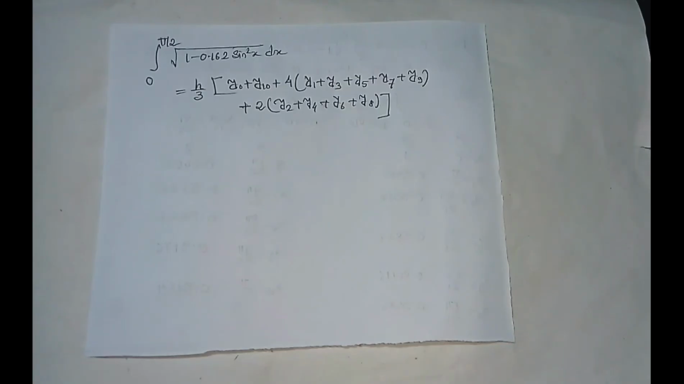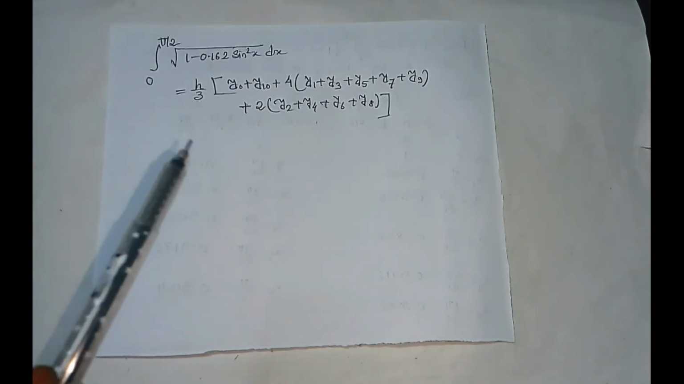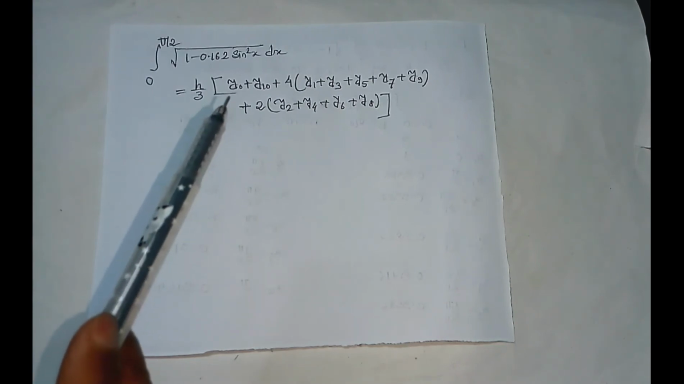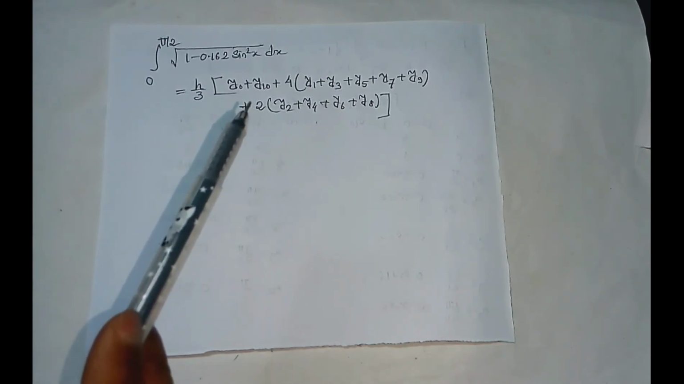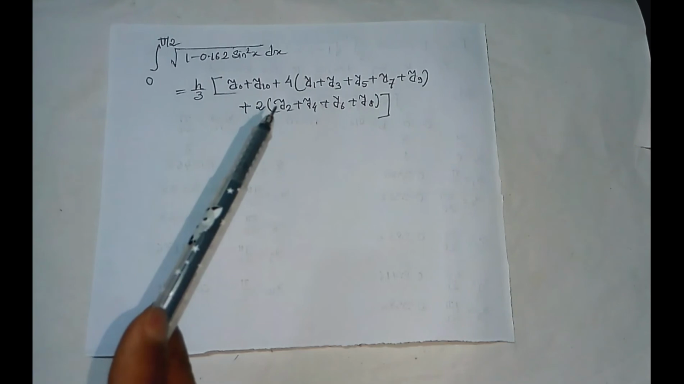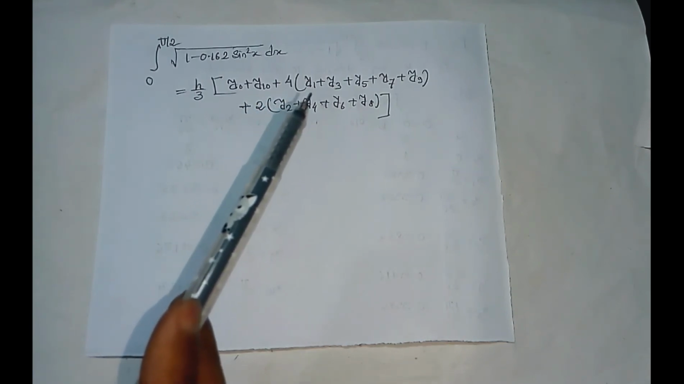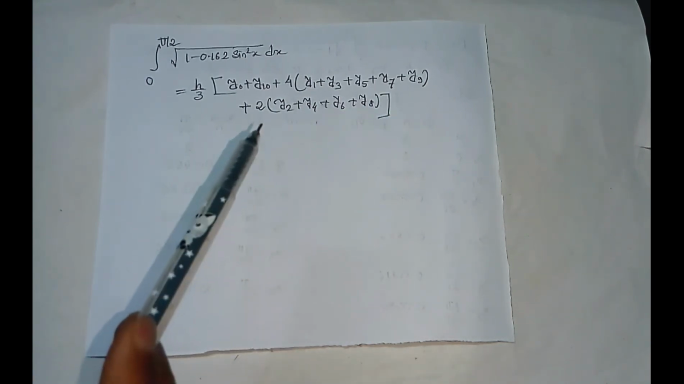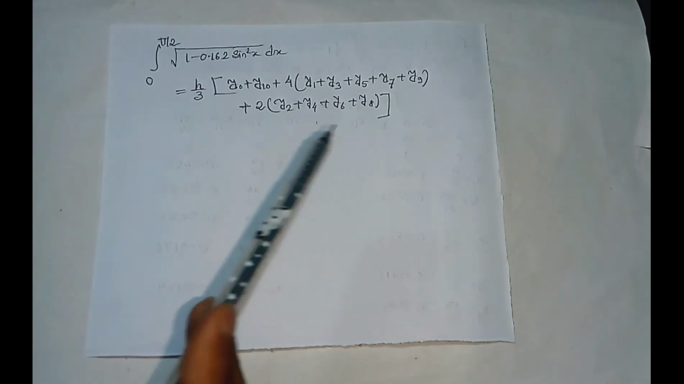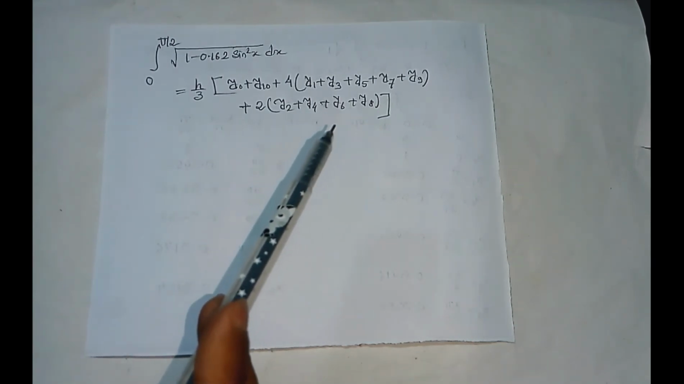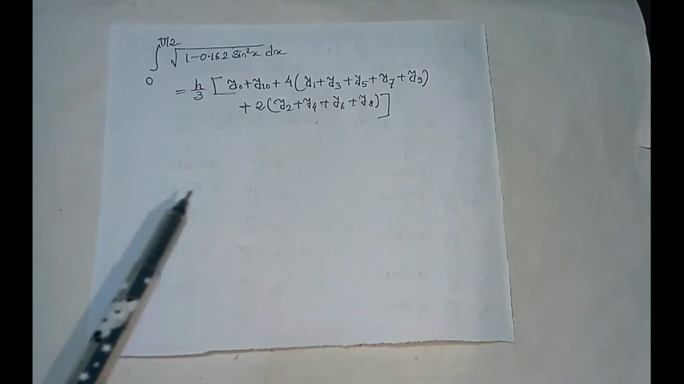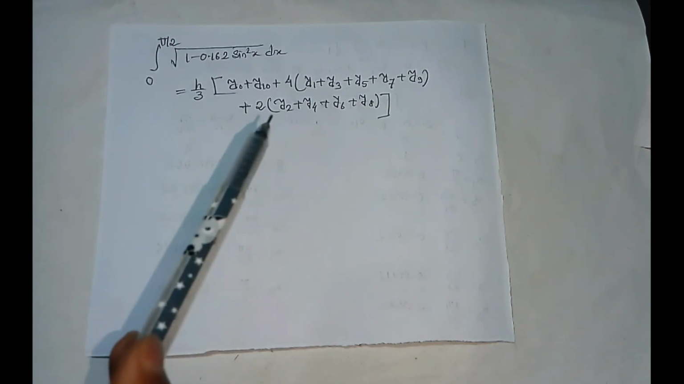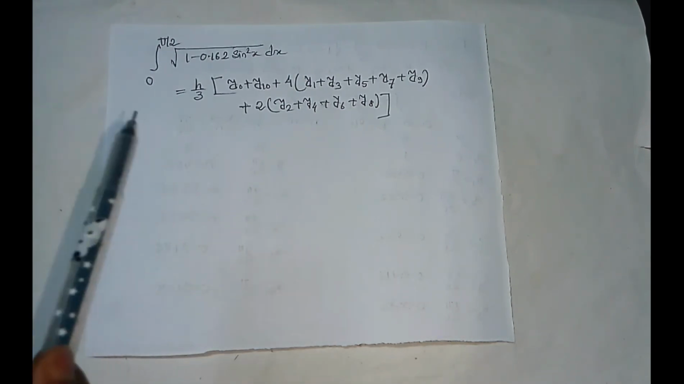By composite Simpson's one-third rule, we know that the value of this integral is equal to h by 3 multiplied by the first entry, that is y0, plus the last entry, which is y10, plus 4 times sum of the odd entries, which are y1, y3, y5, y7 up to y9, plus 2 times sum of the even entries, which are y2, y4, y6 and y8. Now we need to put all these values to find the value of this integral.